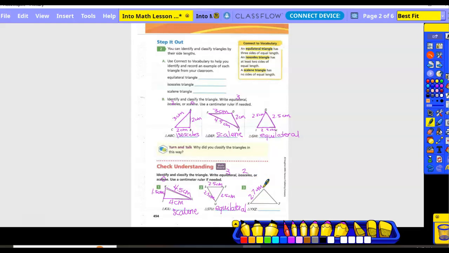Okay. What about over here for YZ? Same thing, right? 2 7/10 of a centimeter. What is XZ? 3.5. So 3 5/10 centimeter. So what is my answer for number 3? What type of triangle? Isosceles.